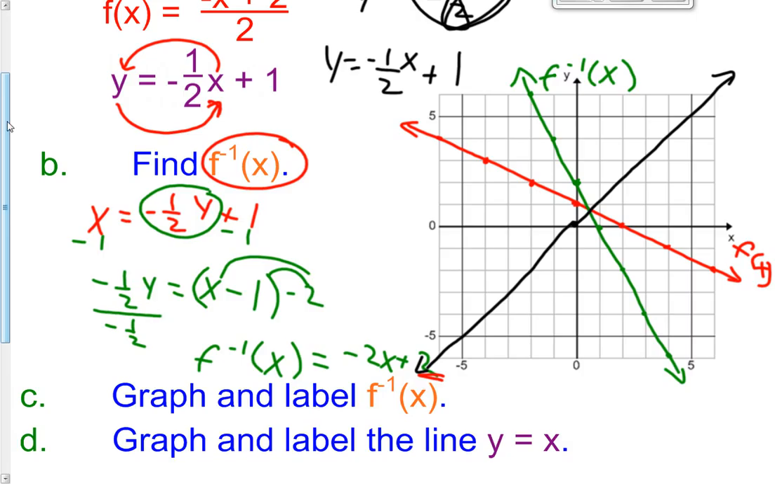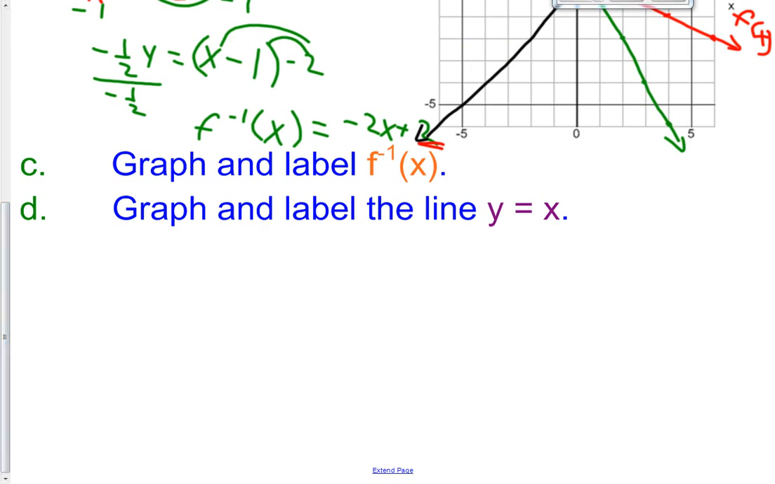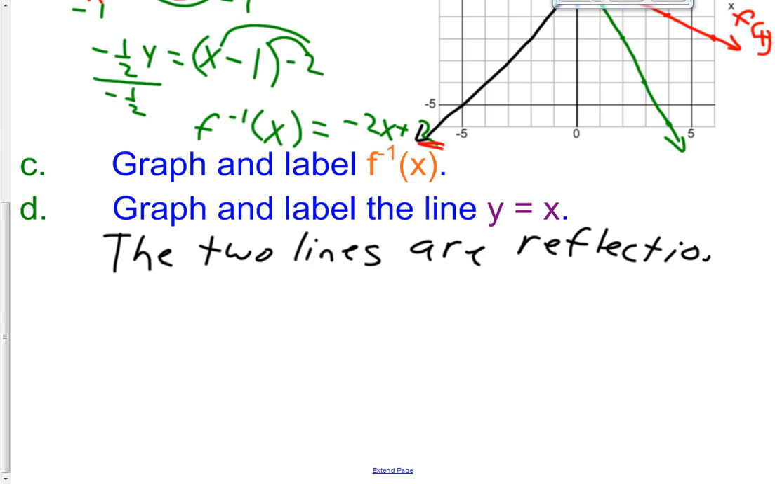Okay, what do you notice about the function and the inverse of that function? Hopefully, once again, you notice the exact same thing from the last problem. If you were to fold the piece of paper on top of the line y equals x, so the line y equals x is the fold in your paper. Let's label that line y equals x. Wouldn't the green and the red land right on top of each other? That's called a reflection. Okay, the two lines are reflections of each other. That's what we notice for letter D. And that's what we get for that one.